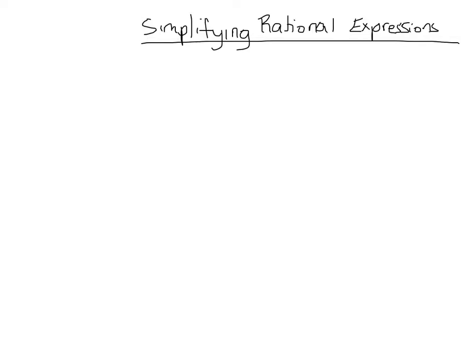In this video, we're going to look at how to simplify rational algebraic expressions. So what exactly is a rational algebraic expression? Well, that's just a fancy way of saying one polynomial over another polynomial. All right. So one polynomial over another polynomial.